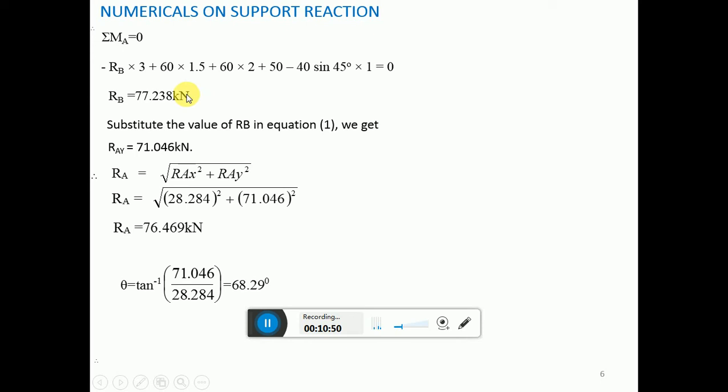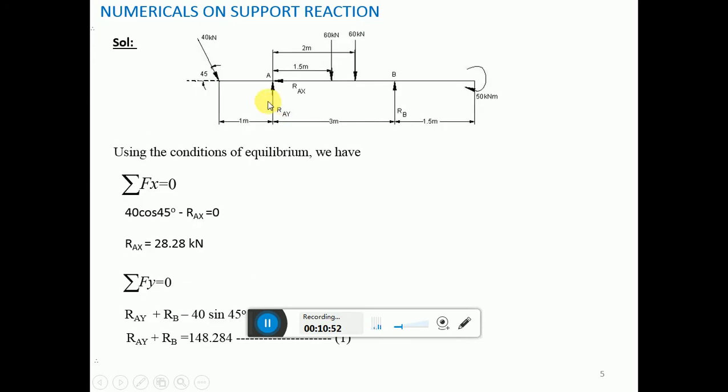Now you know RB. Substitute RB here and find out RAY, and you know RAX. So if you know RAX and RAY, they have asked you what are the reactions at point A and point B. At point B it is RB. Find out the resultant of RAX and RAY, and you will get RA acting at an angle of theta with respect to RAY.